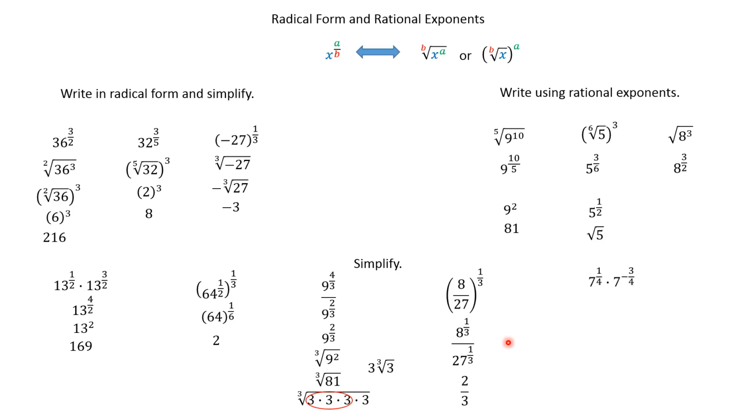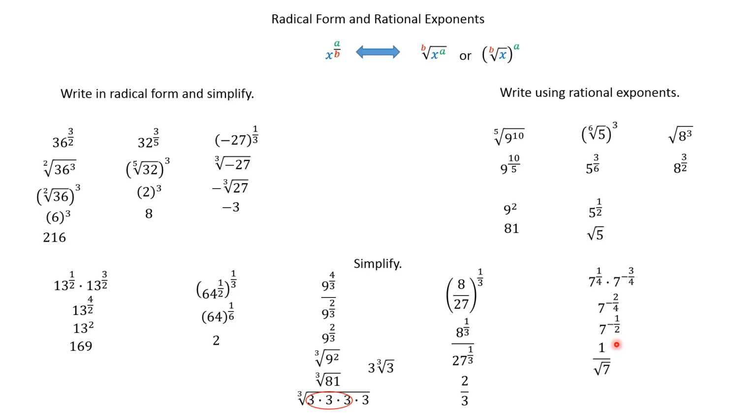Now one more, just for good measure. 7 to the 1/4 times 7 to the negative 3/4. Right? Just like over here, we're multiplying. So we add the exponents. 1/4 plus negative 3/4 is negative 2/4. We have 7 to the negative 2/4, which is 7 to the negative 1/2, which the negative means it's going to be 1 over 7 to the 1/2. The 1/2 is the square root. This we could rewrite as 1 over the square root of 7.